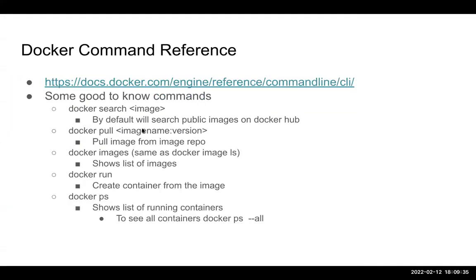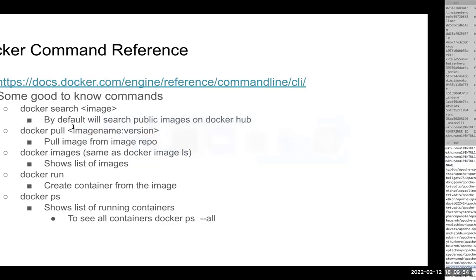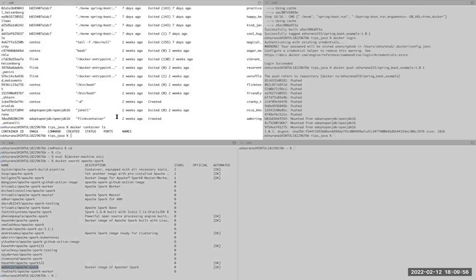You can pull the image. We have seen docker pull with the image name, and you can give the version. If you don't give the version, it will pull the latest image. We have seen the docker image ls command. The alternative command for that is docker images. So it will show the list of images. Docker run, we have seen various versions of docker run. You could use docker ps also. So for example, instead of using docker container ls, I can use docker ps.